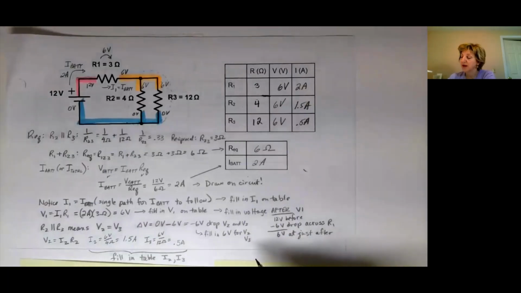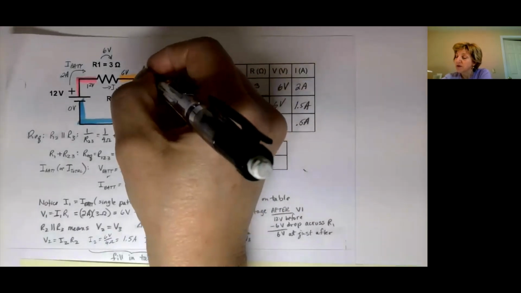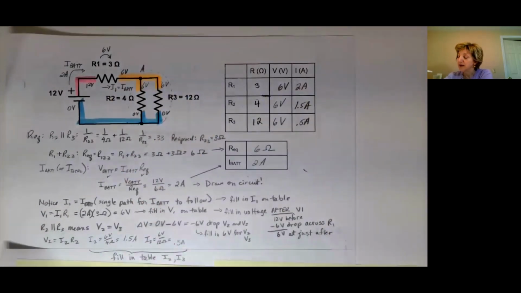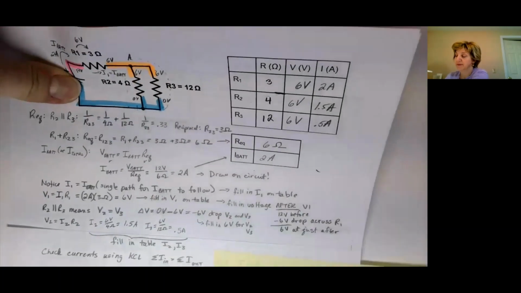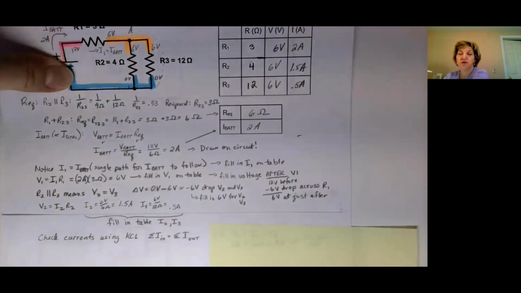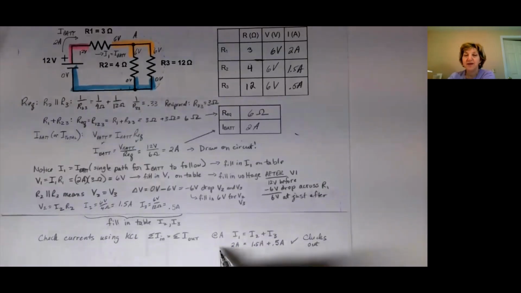How can I check my answers? Well, we're going to call this node A, and we know that we can check currents using Kirchhoff's circuit law. Using Kirchhoff's circuit law, we know that at A, all the currents in must equal all the currents out. 2 amperes in must equal 1.5 plus 0.5. They check out.